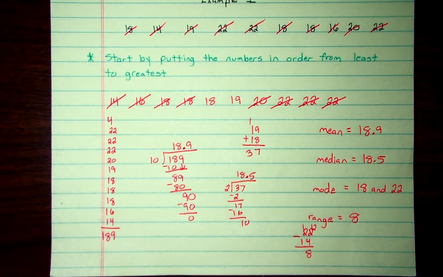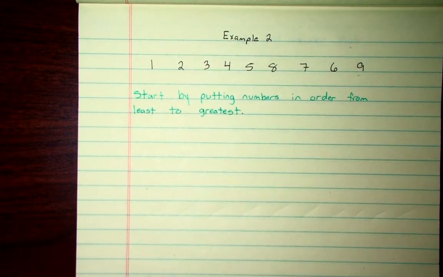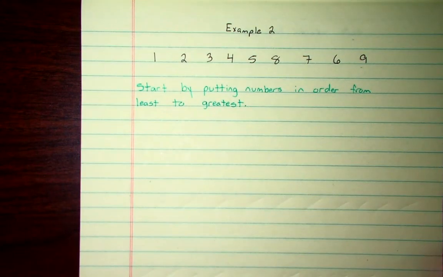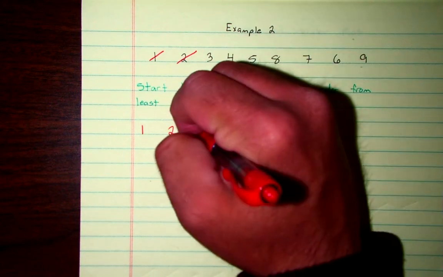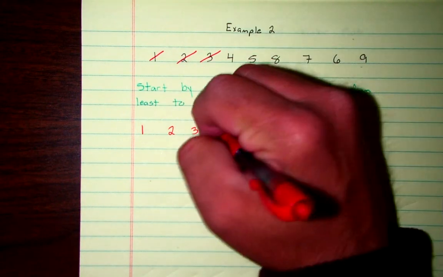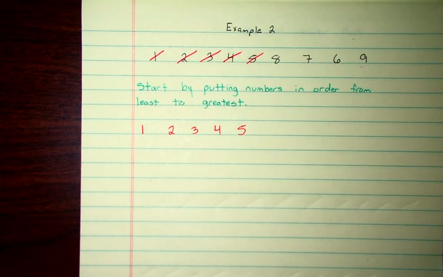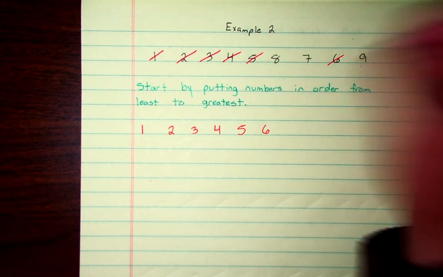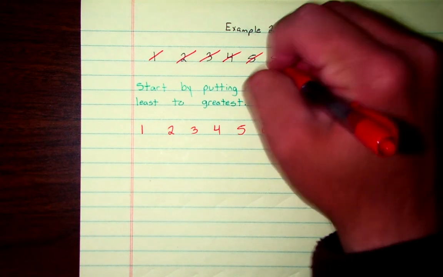Well, there you go. There's mean, median, mode, and range. That wasn't hard at all. Let's go and look at a second example. Once again, I'm going to start by putting these numbers in order from least to greatest. 1. Then I got a 2. Then a 3. Then a 4. A 5. A 6. A 7. An 8. A 9.